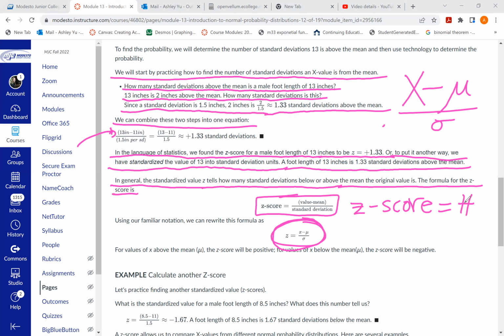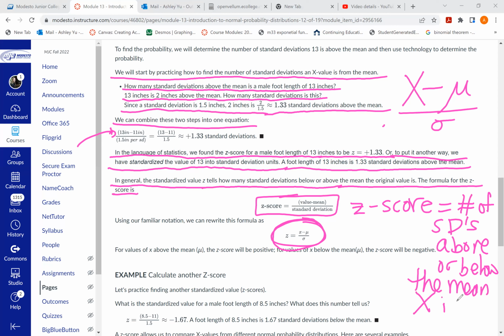Equals the number, remember this used to mean number back in the day, number of standard deviations above or below the mean X is. So they should give you an X value, just whatever value. You can figure it out using this formula.